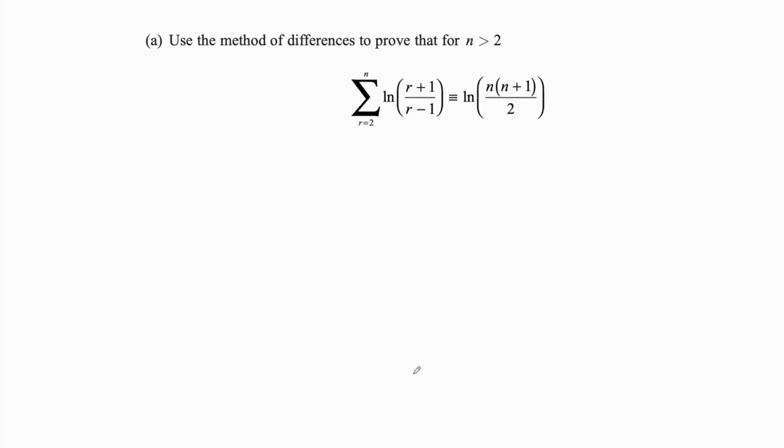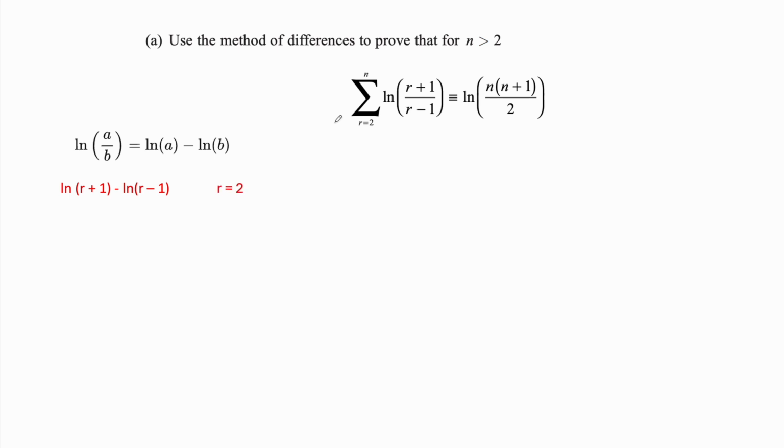Use the method of differences to prove that for n is greater than 2, the sum of ln (r plus 1 over r minus 1) equals ln bracket n plus 1 over 2. So first we need to use our laws of logarithms, and this states that ln a over b equals ln a minus ln b. And we can apply this over here where we have ln r plus 1 minus ln r minus 1 from here, as you can see.